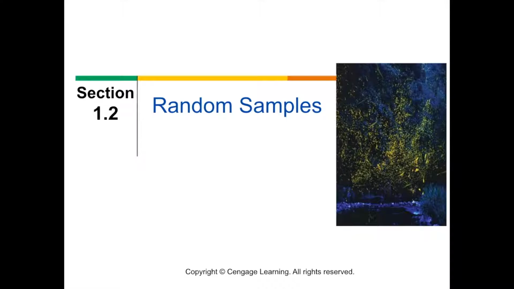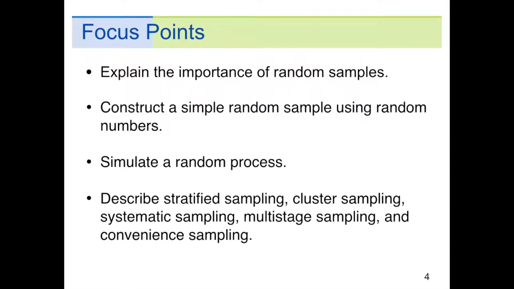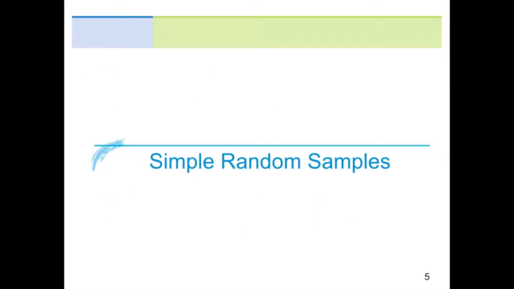Section 1.2, Random Samples. The focus points of this lesson are to explain the importance of random samples, construct a simple random sample using random numbers, simulate a random process, and describe stratified sampling, cluster sampling, systematic sampling, multi-stage sampling, and convenience sampling. These are different kinds of random sampling techniques. Simple random samples.